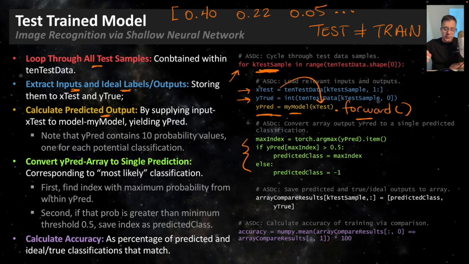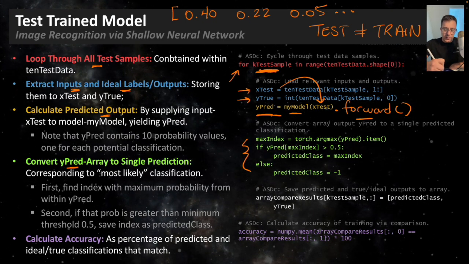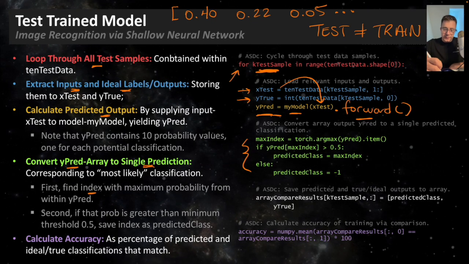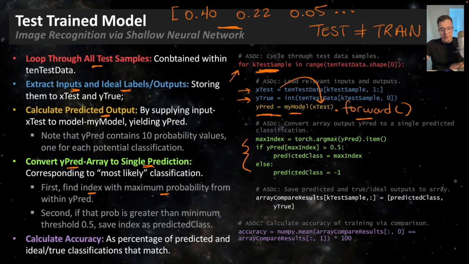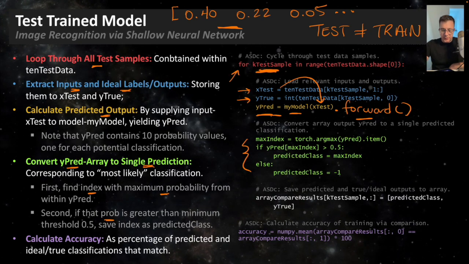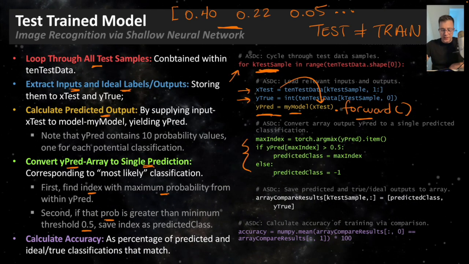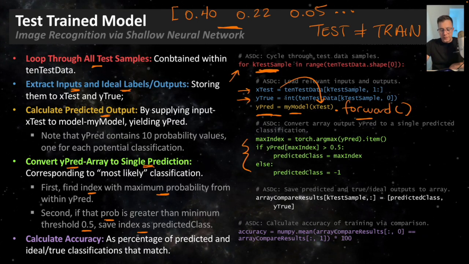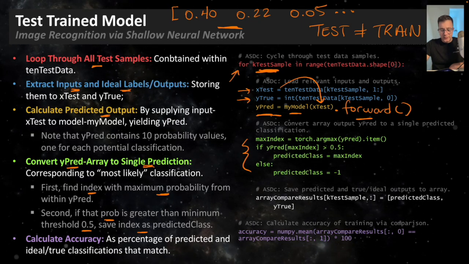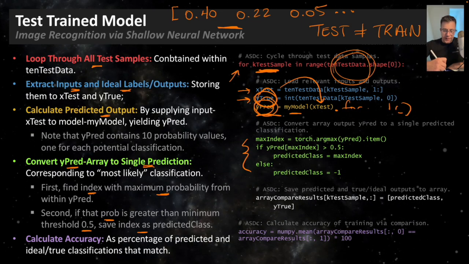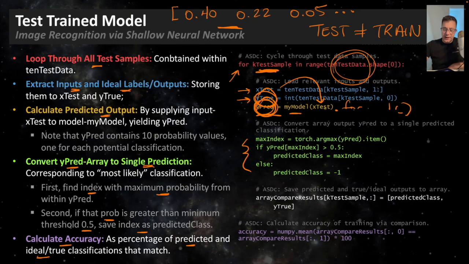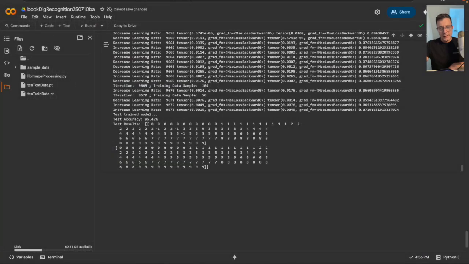As such, we use the code in green to convert this array to a single prediction, and we do so in 2 steps. First, we find the index of the value from this array with the maximum probability. Then, if that maximum probability is greater than a minimum threshold of 50%, we save that as the predicted class. If none of the probabilities are greater than 50%, then we'll return an inconclusive result. And finally, we need to calculate the accuracy as the percentage of the predicted and ideal or true classifications that match one another.